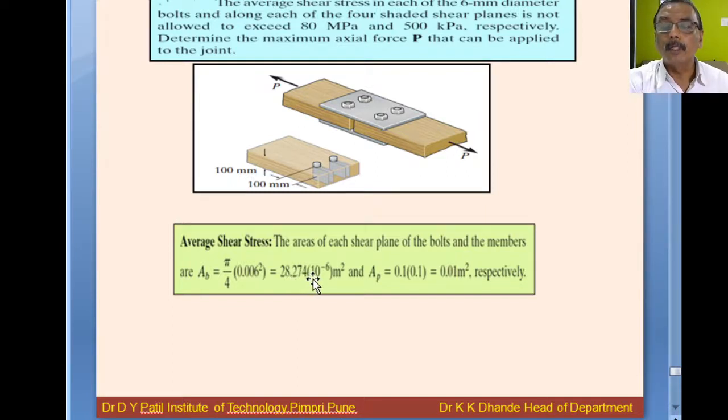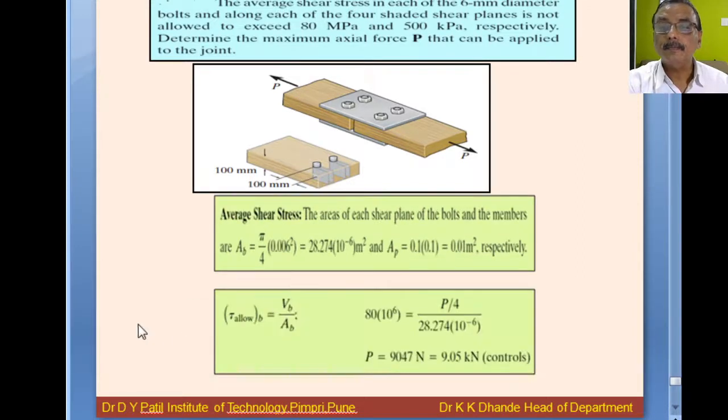28.274 into 10 raised to minus 6 meter square. This is the area of one bolt. Now the area of plate, 100 by 100 section is given to you here, so 0.1 into 0.1 converted into meter, so that becomes 0.01 meter square area of that section. So shear stress at the bolt.